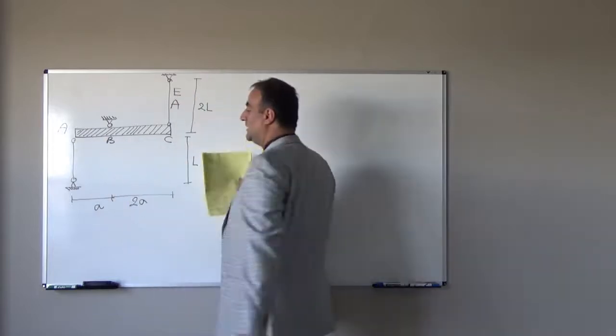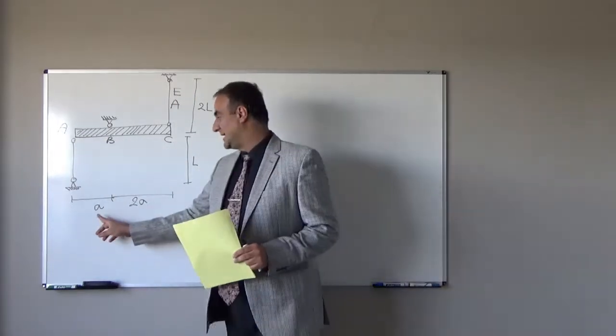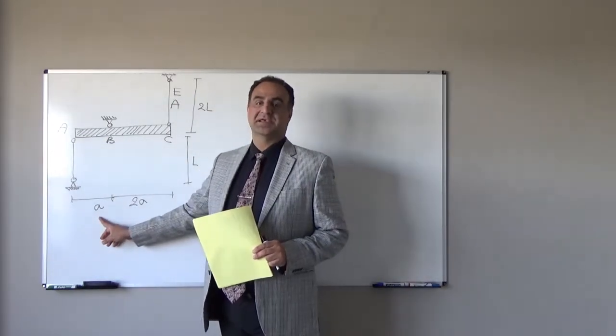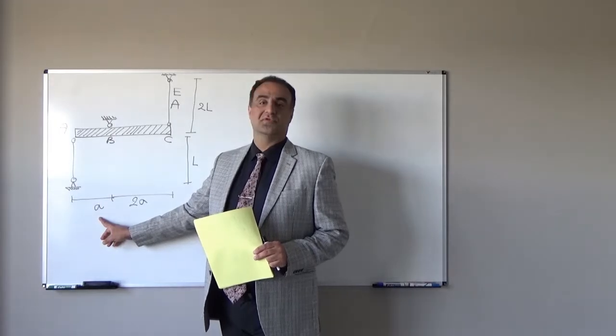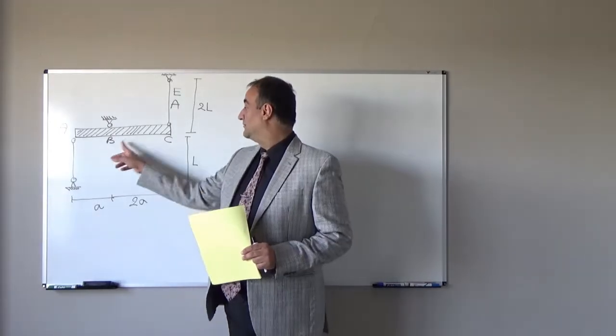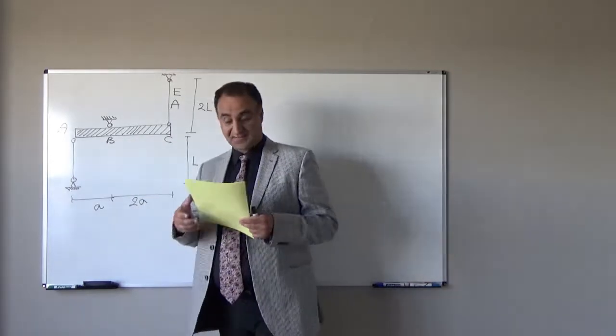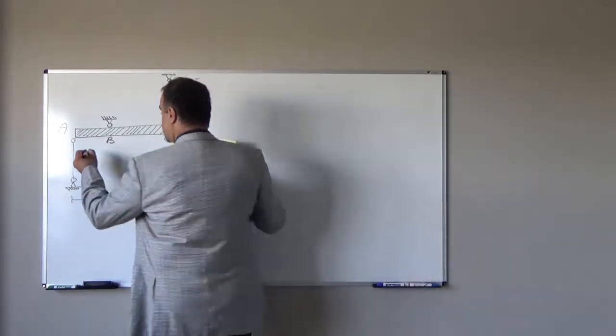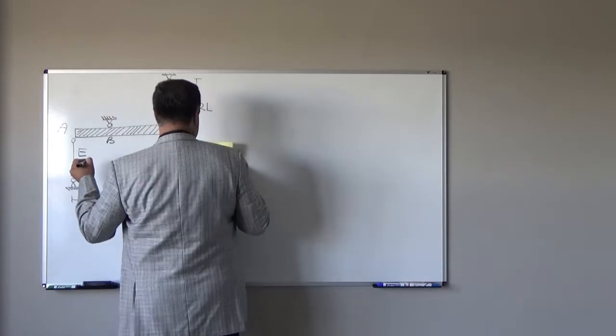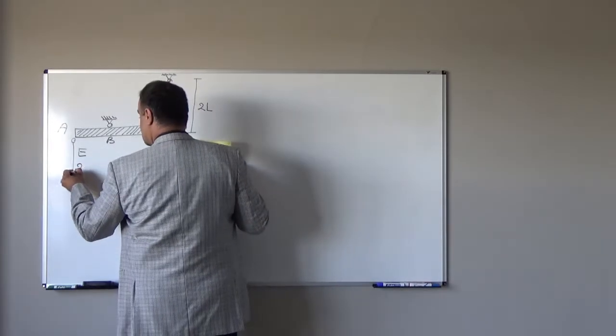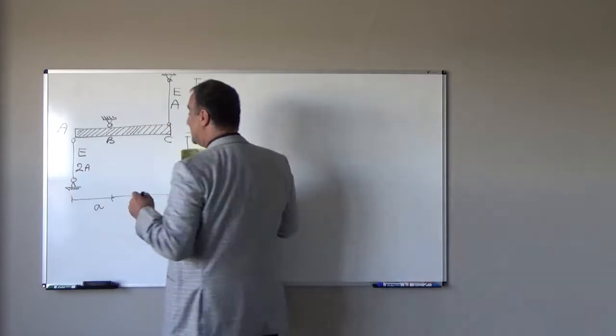From A to B, the length is a, lowercase a. This lowercase a, again, is a known value, for example 2 feet. From B to C it is 2a, which means it is 2 times the AB segment. And here, Young's modulus, again, is E, and the cross-sectional area is 2A.